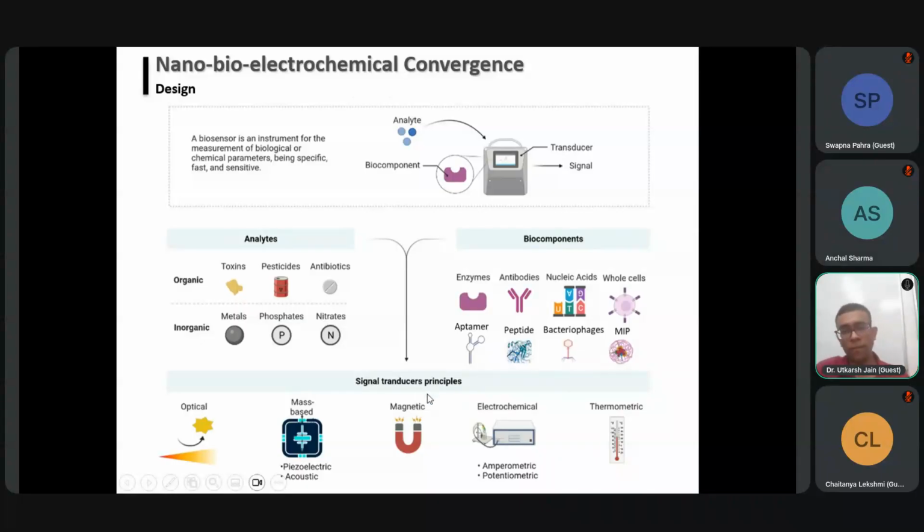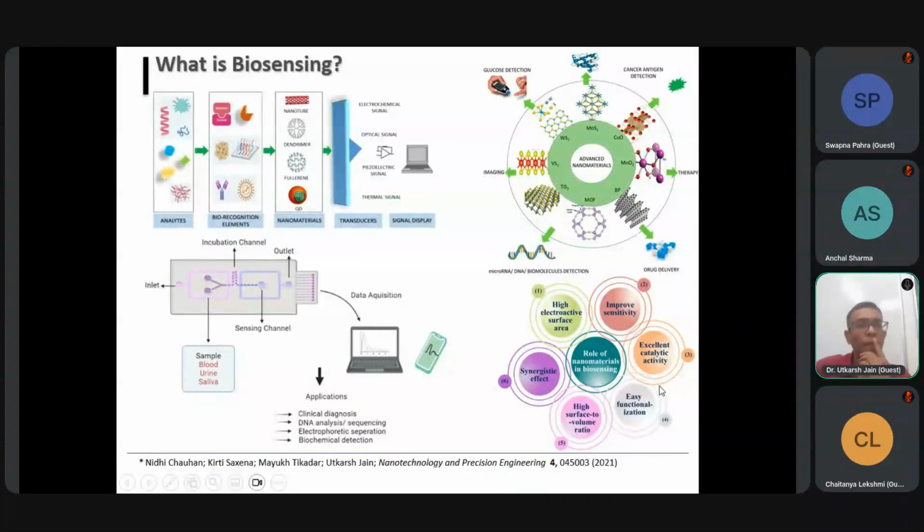Once we want to transduce a signal, in electrochemical sensing we use electrochemical signals, but if you are working on optical sensors, then you use optical, magnetic and other parameters. I am going to focus only on electrochemical sensors. As I have already discussed, you should have certain analytes, then the biorecognition elements. Then we come to the part of nanomaterials.